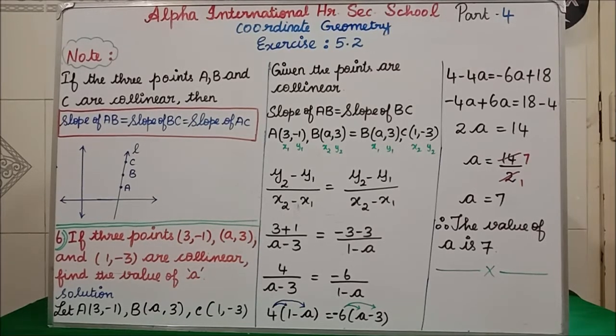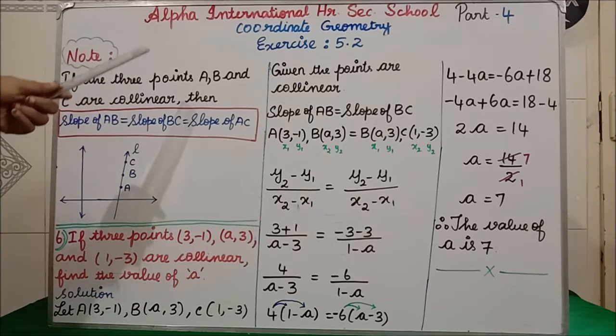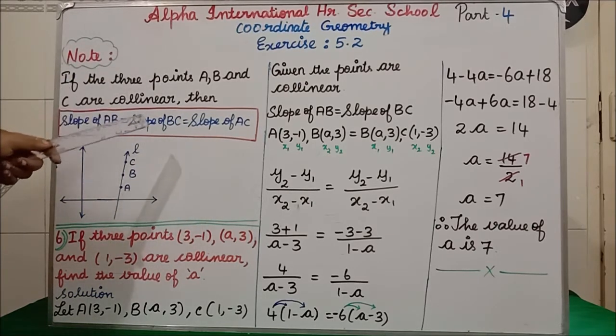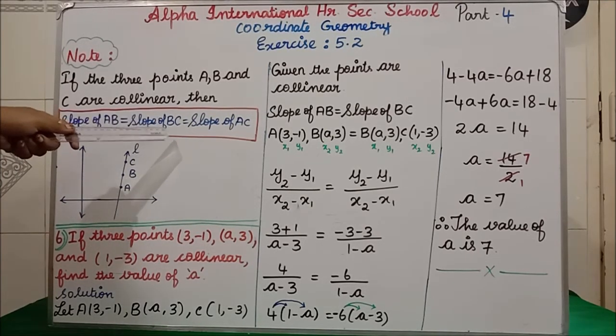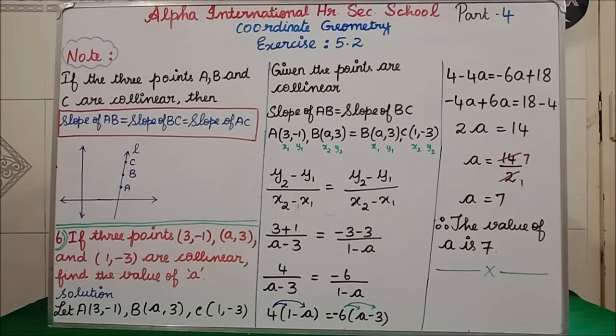Students, now we are going to see the 6th question. Before going into the 6th question, we have to see one note, which is: if 3 points A, B and C are collinear, then slope of AB is equal to slope of BC is equal to slope of AC. Here, which means what? The 3 points A, B, C.